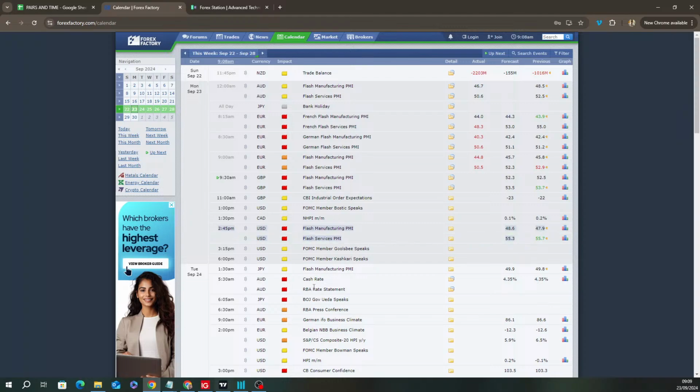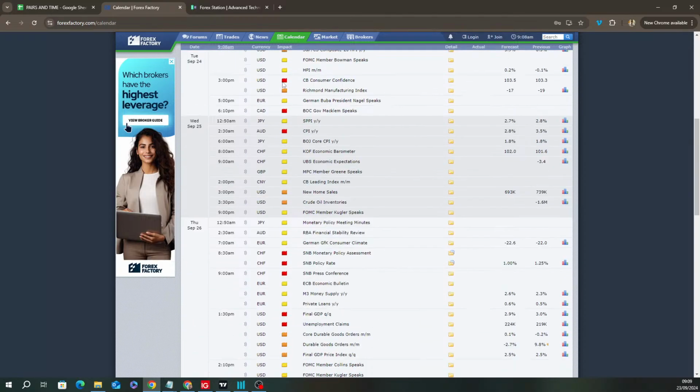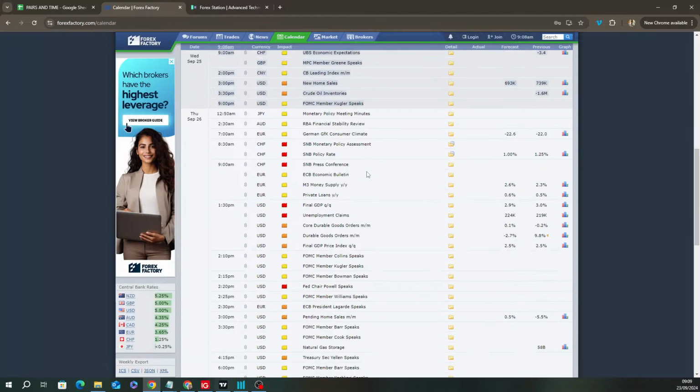Okay, then tomorrow is a big day for Australian dollar, 5:30 a.m., the cash rate, then the statement follows. Bank of Japan governor is speaking tomorrow as well. Then US dollar consumer confidence. Wednesday, nothing much. CPI Australian dollar. Nothing much to worry about with this news on Wednesday.